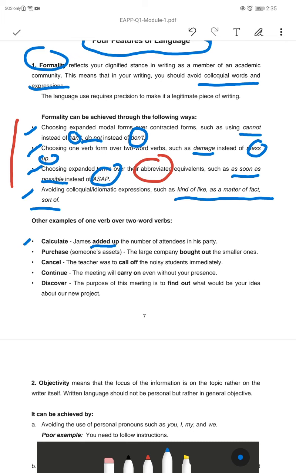Another example here is purchase. So the large company bought out the smaller ones. Instead of saying bought out, you could say the large company purchased the smaller ones. Then cancel for call off, continue for carry on, discover for find out. So instead of using these two word verbs, you can simply use all these one verb only.